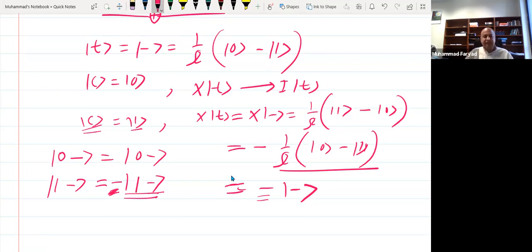So this minus sign, because I can write it like minus 1 tensor minus, or I can write it 1 tensor minus. So this minus can be thought of as appearing in front of any state, because this is a global phase now. It's multiplying these two states.